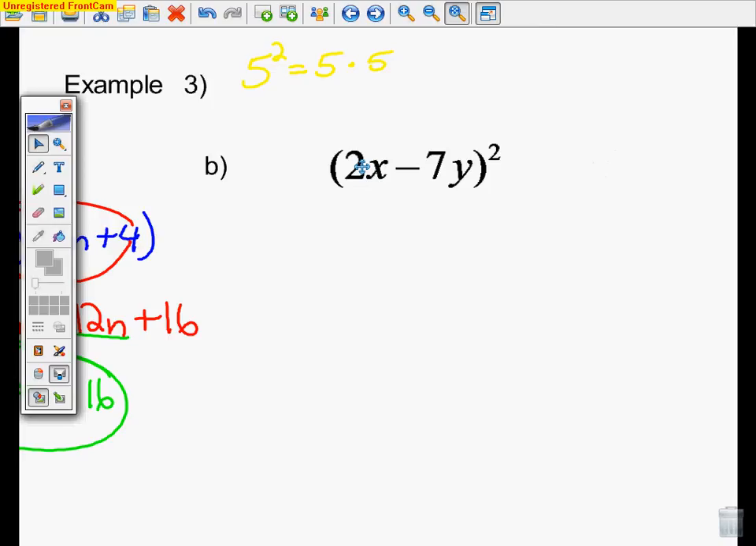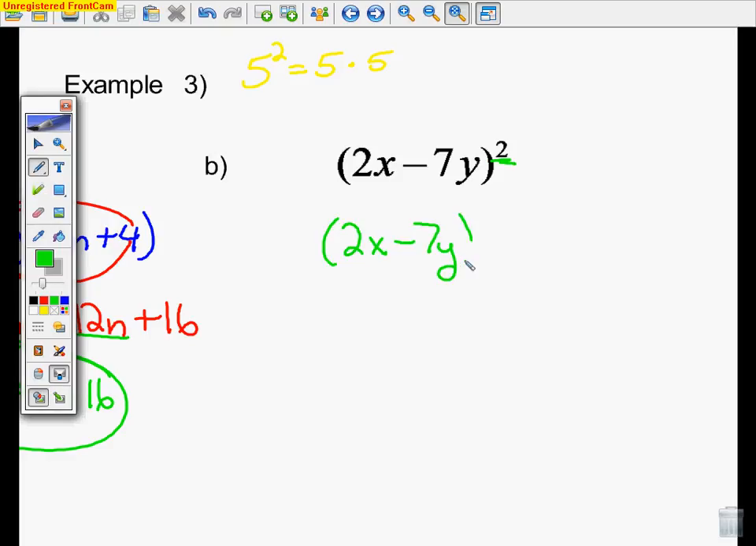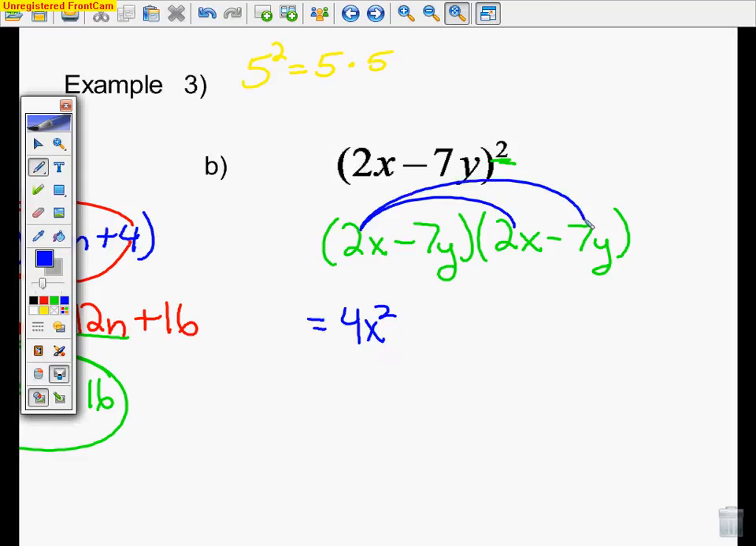Let's bring this over. So, once again, we know that 2x minus 7y squared means that we're going to multiply 2x minus 7y times 2x minus 7y. And now we're just going to FOIL. So 2x times 2x, that's going to be 4x squared. 2x times negative 7y, that's negative 14xy, because 2 times negative 7 is negative 14. X times y is xy.